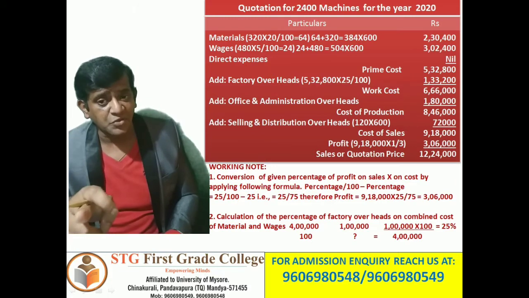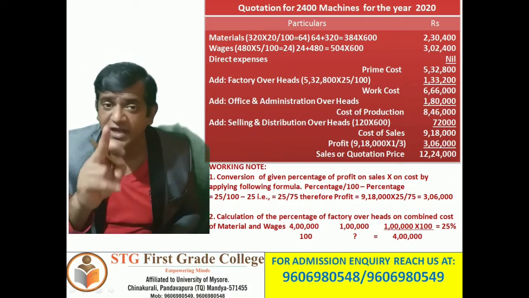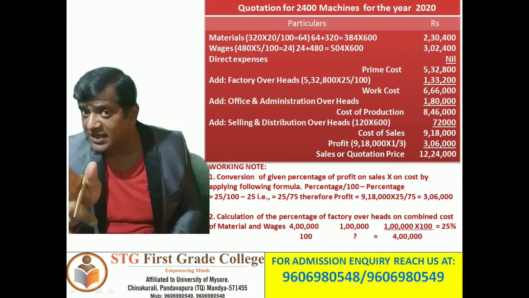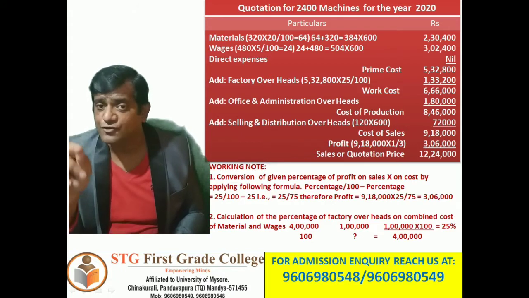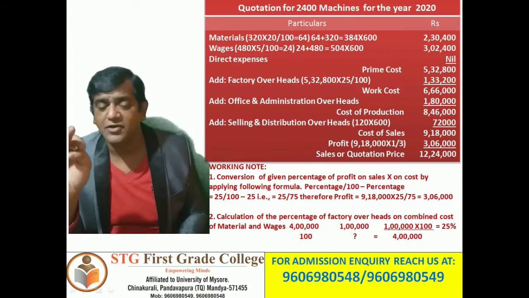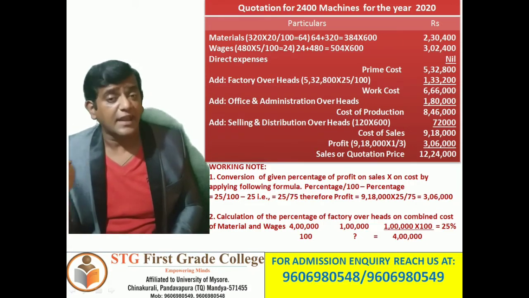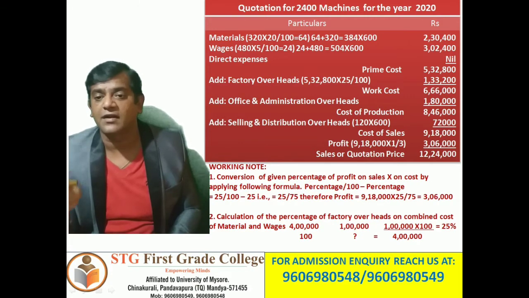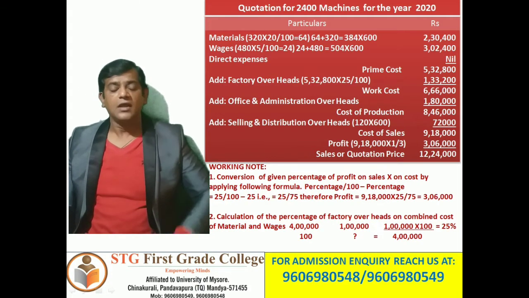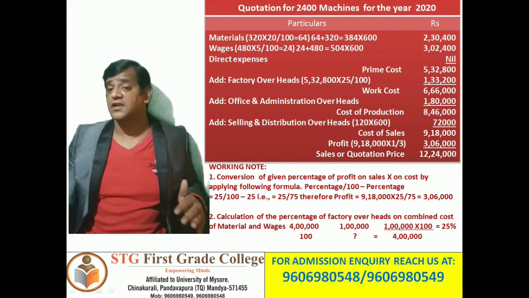So by applying that 25% here, add factory overheads. 5,32,800 is the combined cost of material and wages, because there is no direct expenses. If there were direct expenses, then I would take material and wages directly. Clear? 5,32,800 into 25 divided by 100 comes to 1,33,200. When you add prime cost plus factory overheads, we get a work cost of 6,66,000.